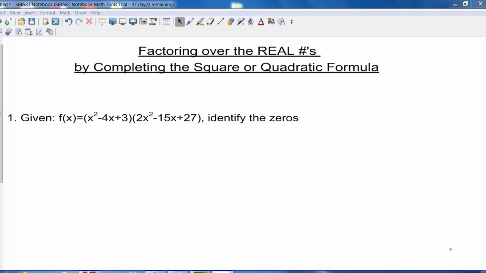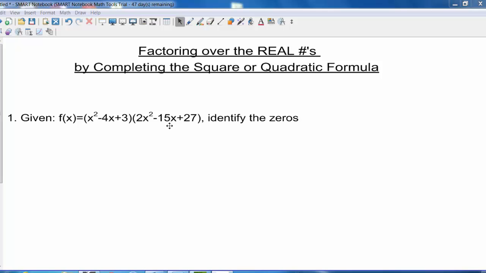Hello Algebra 2 students. Today we're going to look at factoring over the real numbers, which previously we've only been factoring over the rationals. And we've been doing that by using techniques such as greatest common factor, difference of two perfect squares, sum and difference of cubes, factoring by grouping, factoring trinomials. So today we're going to look at expanding that by using completing the square and the quadratic formula.